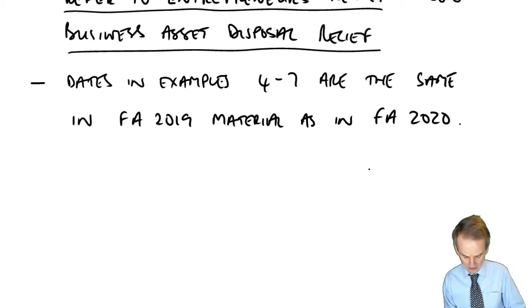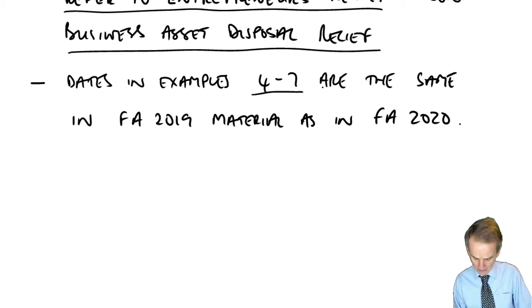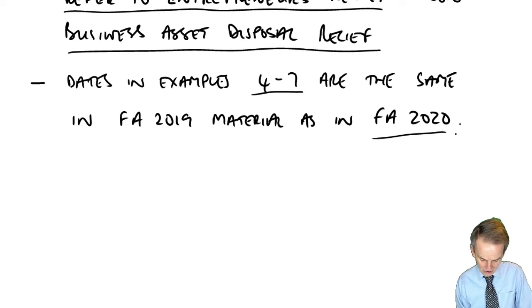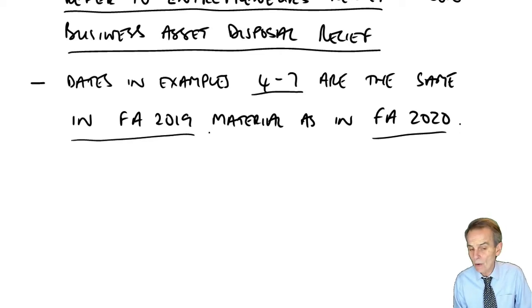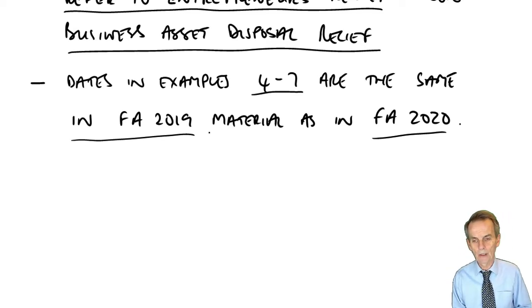When you do those examples 4 to 7, you'll obviously be following in the FA 2020 material that you have in front of you. Well, thankfully, the dates used are the same in that FA 2019 material. So there's no difference in terms of the answers, other than, as I said, references to entrepreneurs relief, which is now replaced by business asset disposal relief. So the next 2 lectures, therefore, 14.3 and 14.4, dealing with all aspects that you need to know to do with rollover relief. Enjoy.